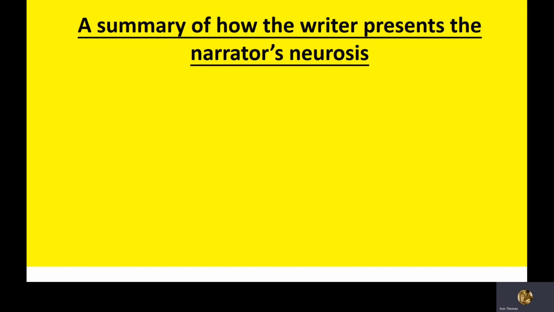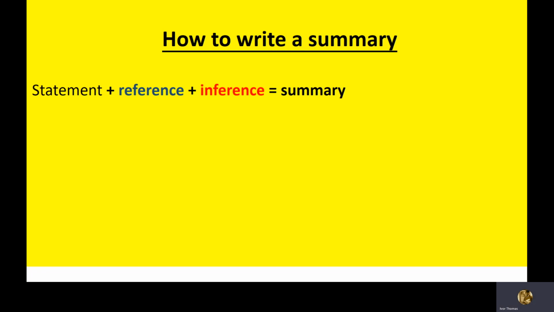If you don't know what a summary is, it's a statement plus a reference plus an inference. That's it. That's your summary. So a statement is the narrator is obsessed with the eye. The reference is he calls it a dull blue. The inference is that he can't escape the memory. This suggests he can't escape the memory of the eye. He's focused. He's been fixated on it. So with inference, you want words like this suggests, this implies, this infers.